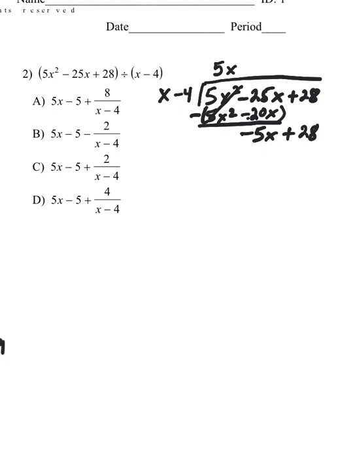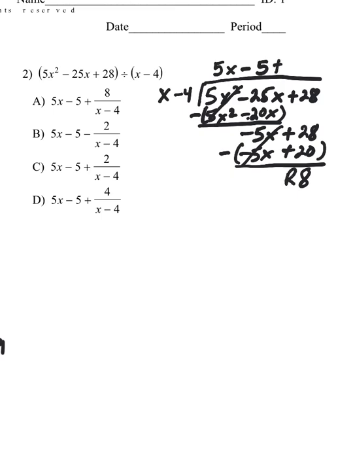Now you need to ask yourself, what do you multiply x by to get negative 5x? So it's going to be minus 5. So negative 5 times x gives you negative 5x. Negative 5 times negative 4 gives you plus 20. Once again, it's the same process, the same steps. You subtract. These two are gone. 28 minus 20 gives you 8. So that is your remainder.